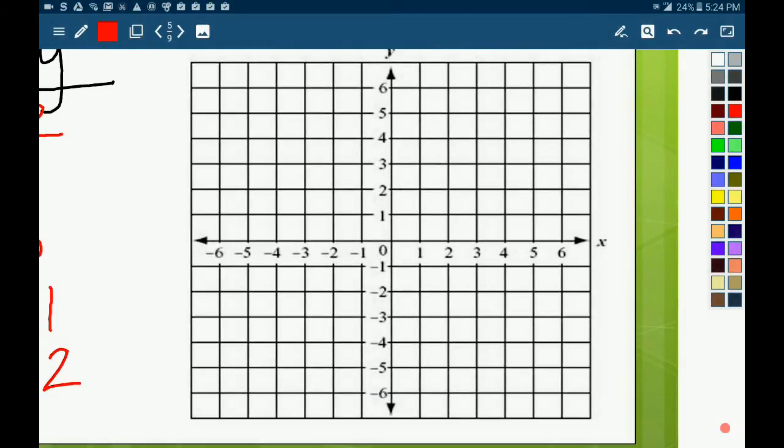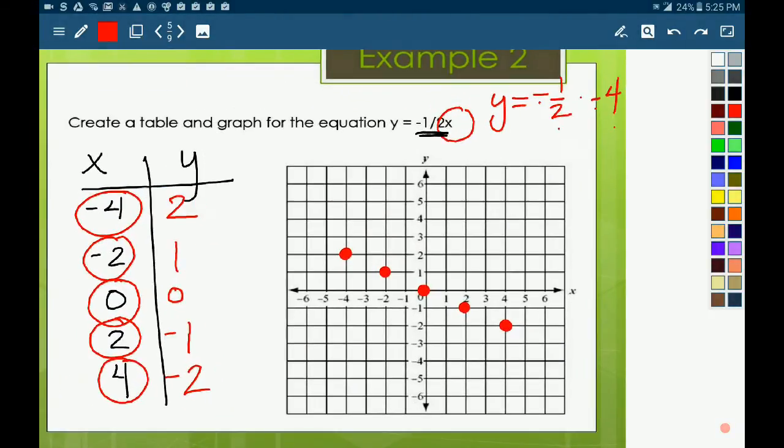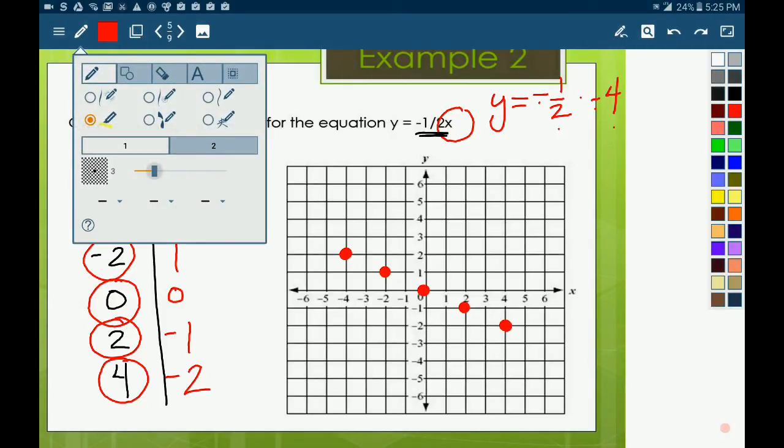Okay, so I have -4, 2. I have -2, 1, 0, 0, 2, -1, and 4, -2. So now that I have all the points that I created in my table on the graph, I just want to connect them.